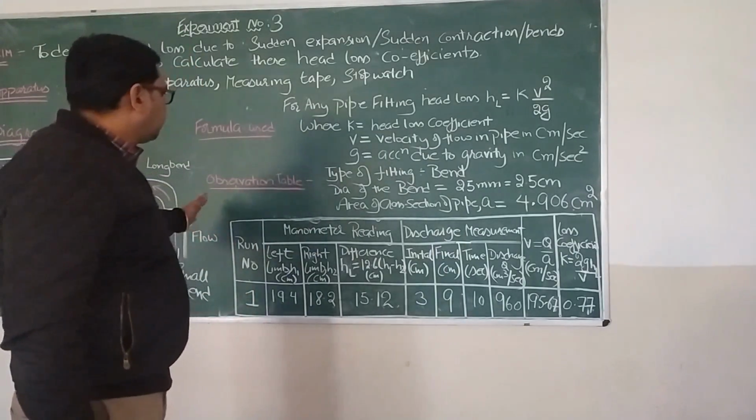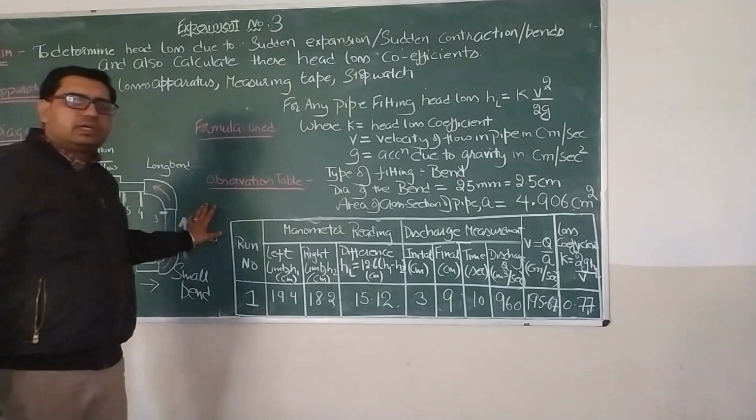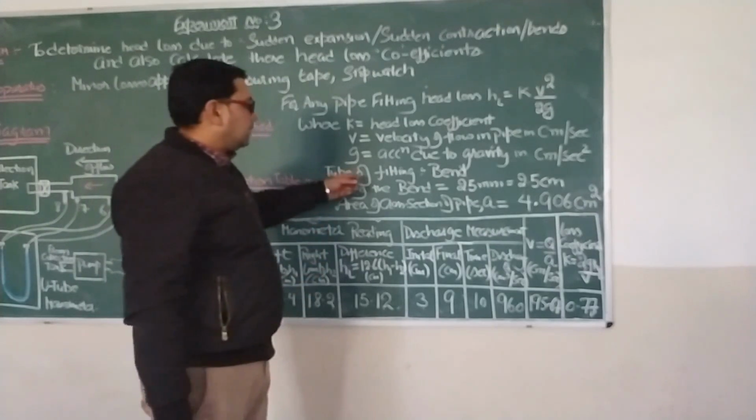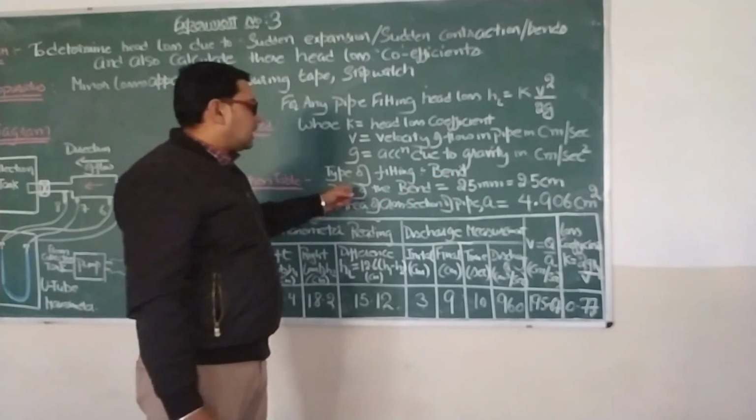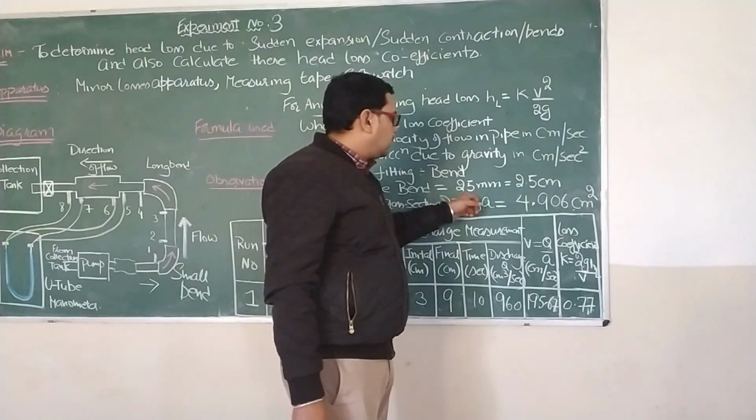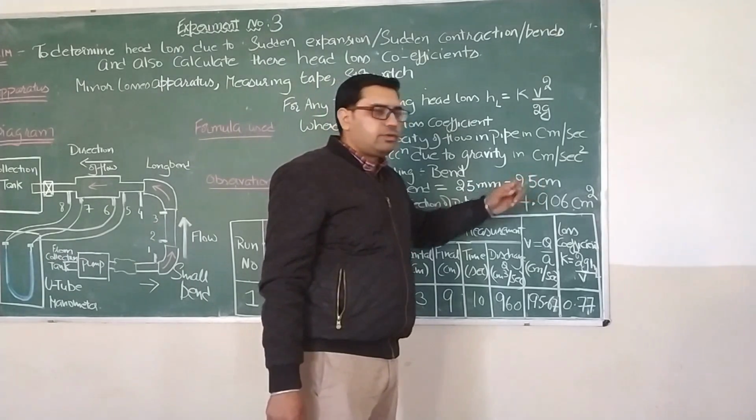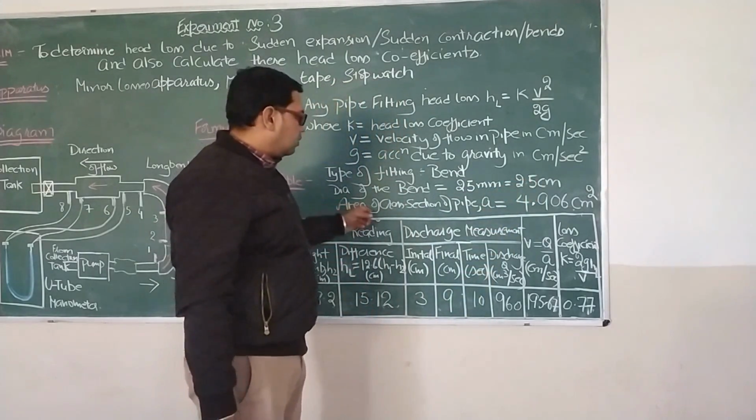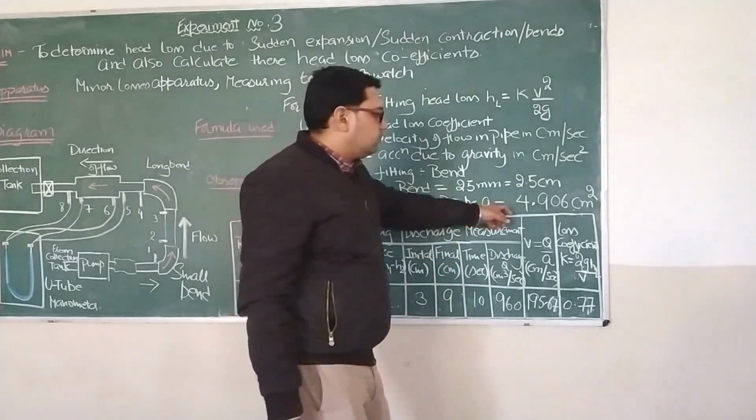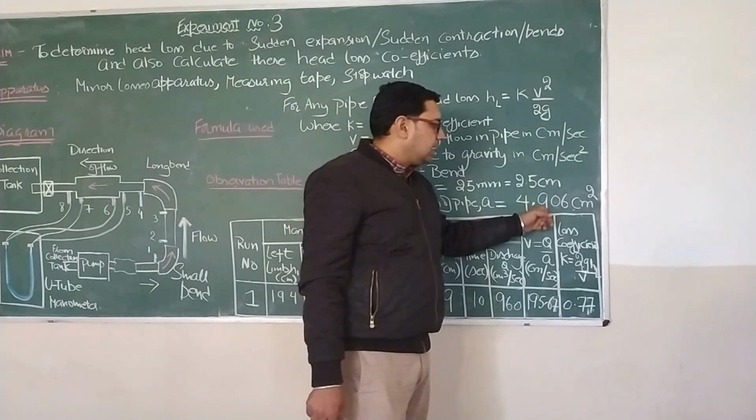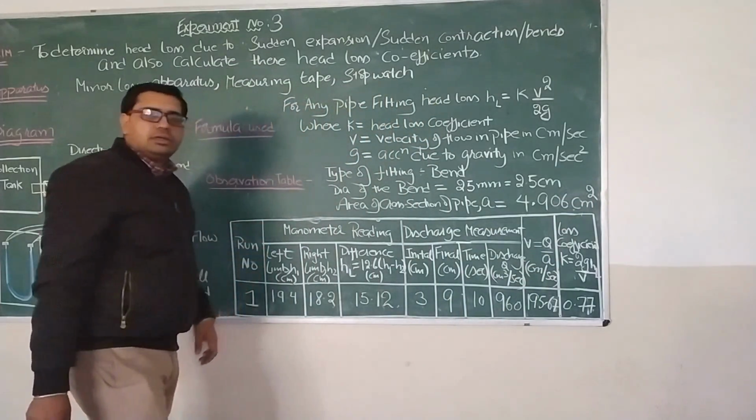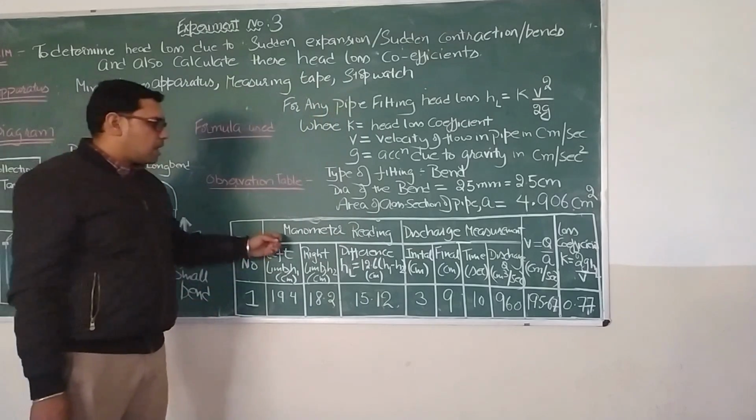Students, so this is our observation table. Now we have done one observation corresponding to a short bend. So the type of fitting is bend. The diameter of the bend, which is equal to the diameter of the pipe, is 25 mm, which will come out to be 2.5 centimeter. If you calculate the area of cross section by using the pi by 4 d square formula, it will come out to be 4.906 centimeter square.